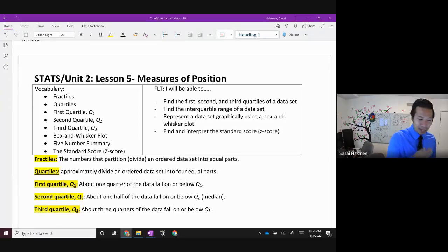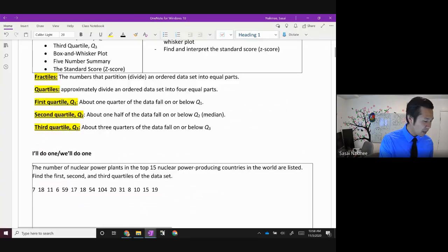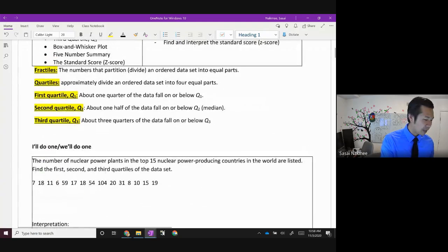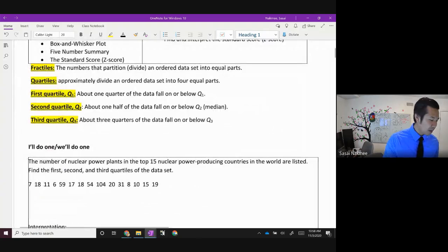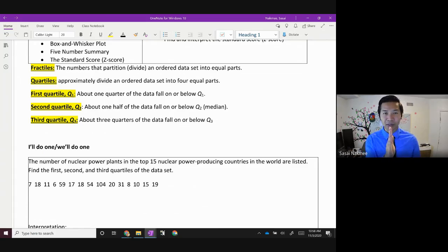Let's start off with the topics that we have listed right here. So first topic up is fractiles, not fractals, fractiles. The number that partitions or divides an ordered data set into equal parts. So when you cut your data into halves, that's a fractile. You have a lower half and you have an upper half.